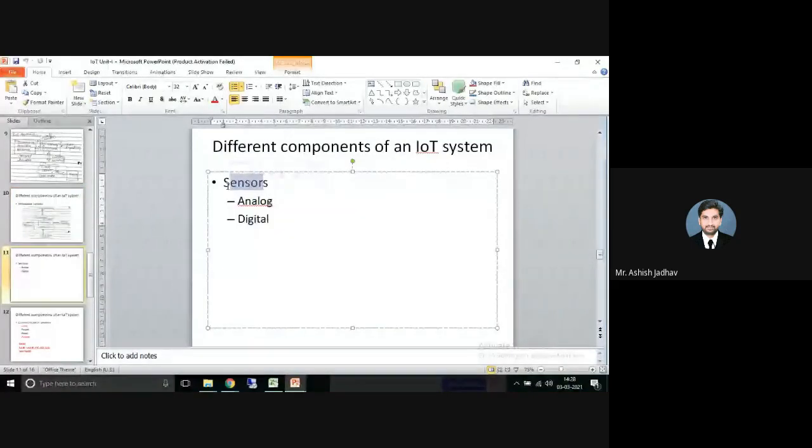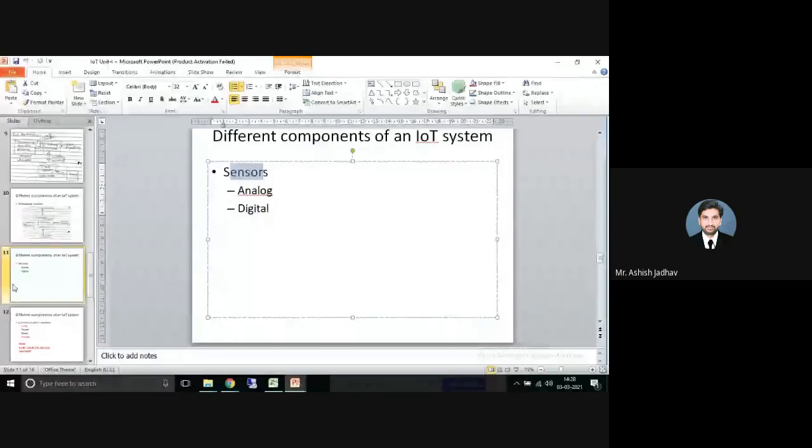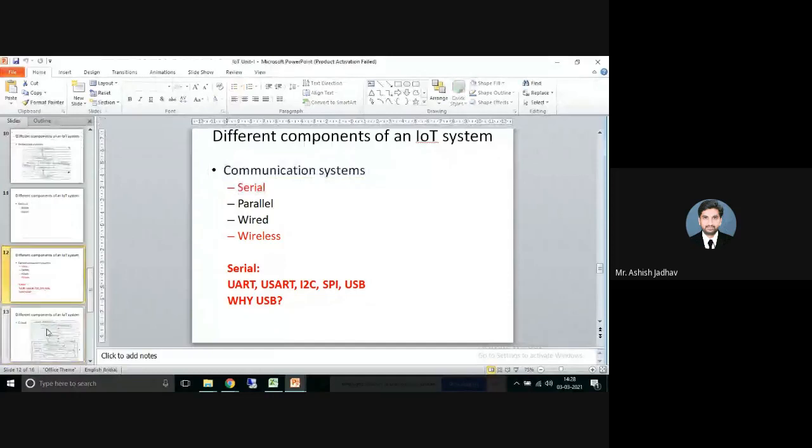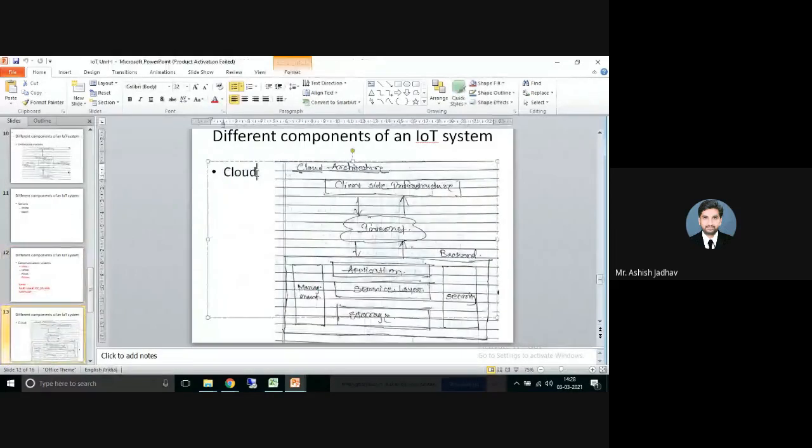Then third component is communication system, right? In that we have seen a lot of communication systems. And finally the cloud. Apart from that, you can also add internet as one of the components, or you can also say a communication system, which is considered here as well. Whatever is included in IoT can be a component of IoT, right? So majorly we have four components: one is embedded system, second is sensor, third one is communication system, and last one is cloud.